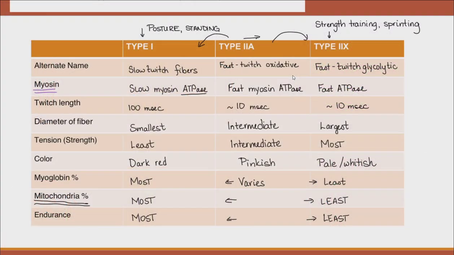I'd like to return to the names oxidative versus glycolytic. Fast-twitch oxidative fibers are named because they are more likely to do oxidative phosphorylation, which is part of aerobic respiration. Fast-twitch glycolytic fibers use predominantly glycolysis and not aerobic respiration as their main way to generate ATP.